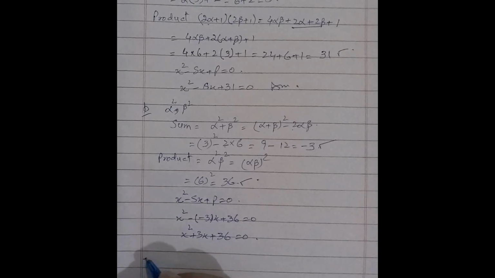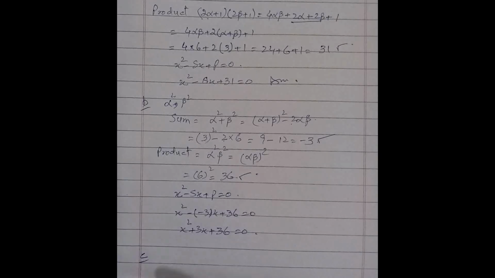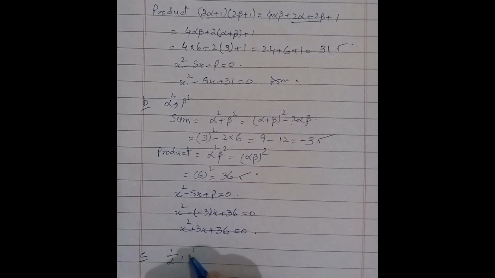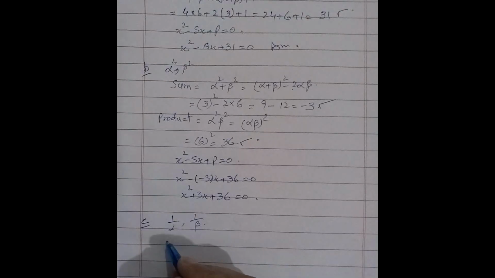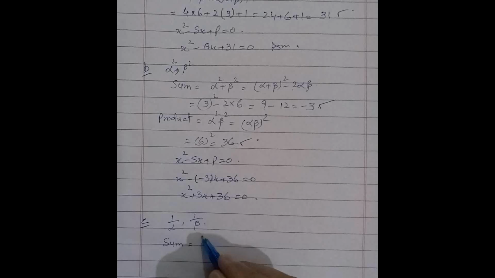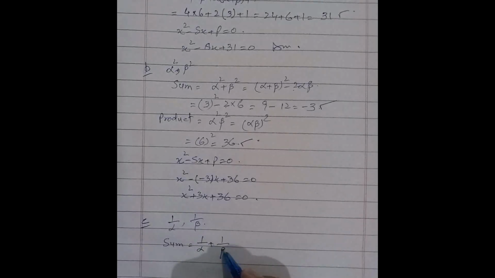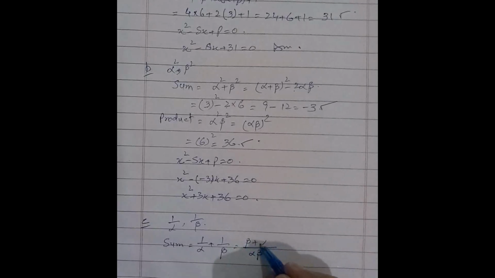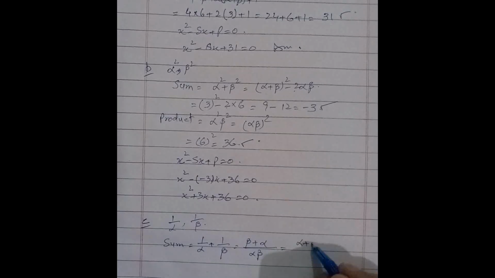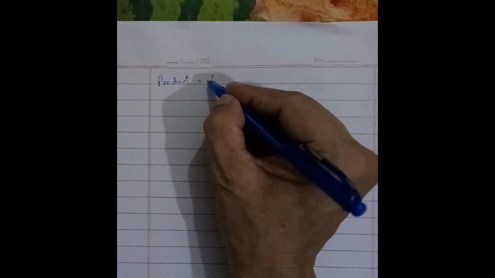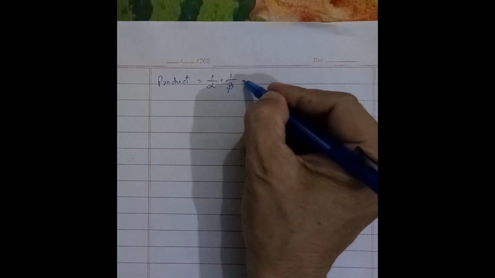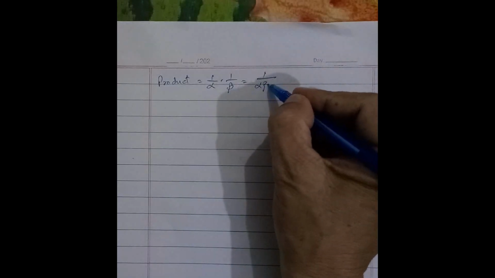And next, part C, in which the given roots are 1 over alpha and 1 over beta. First we find the sum and product. The sum is 1 over alpha plus 1 over beta. Simplify it: alpha beta, here is beta plus alpha, and we write it as alpha plus beta over alpha beta. The product is equal to 1 over alpha into 1 over beta, and it is equal to 1 over alpha beta.